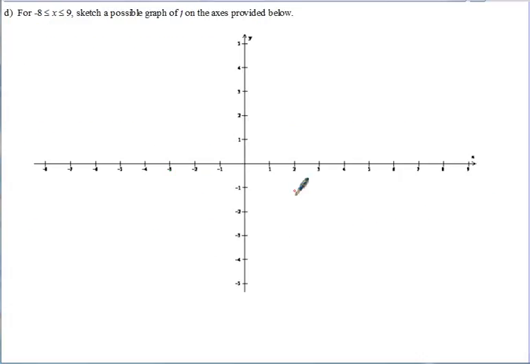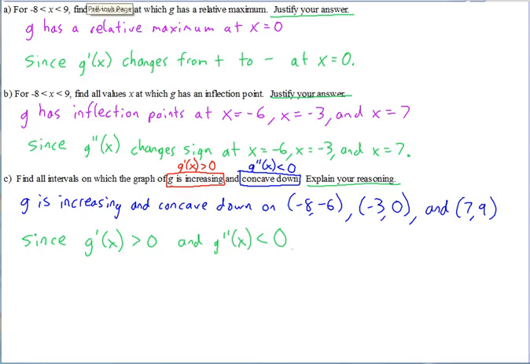So 2, -1 right there. That's the only point we know for certain on the graph, for now. But now let's take a look. Let's start from 2 and go to the right from there. Then we'll work our way back.